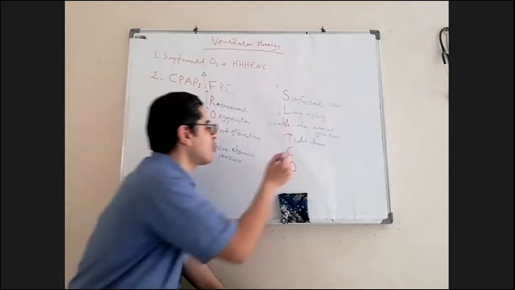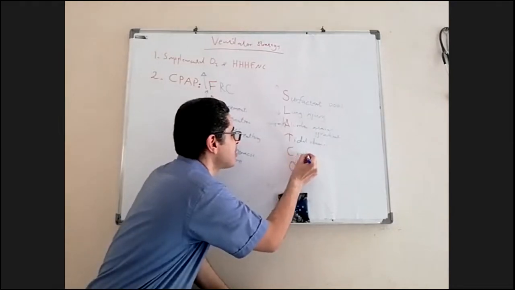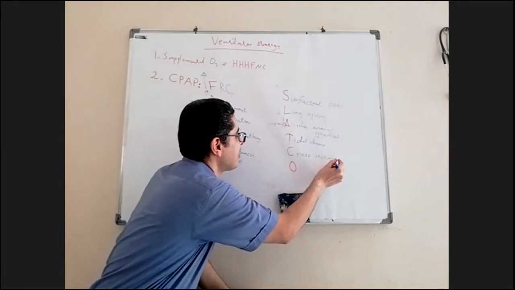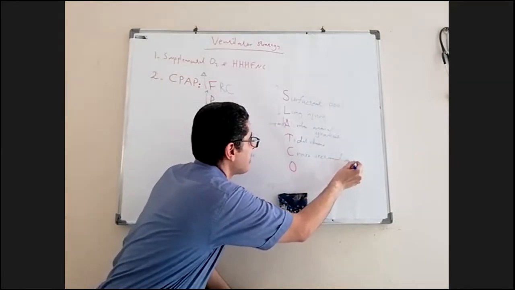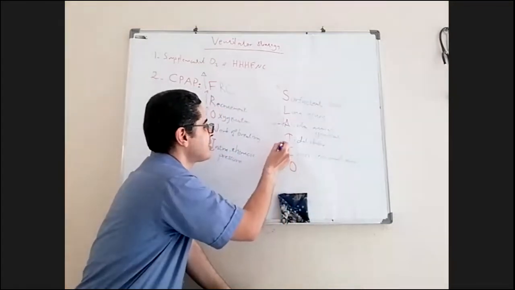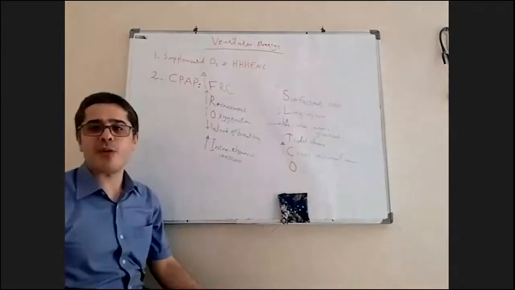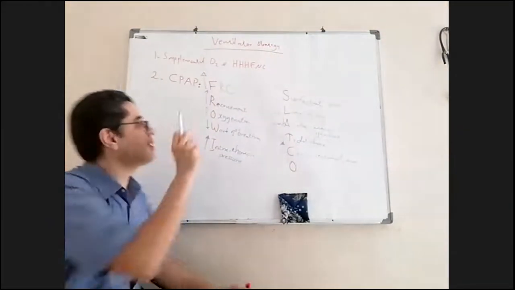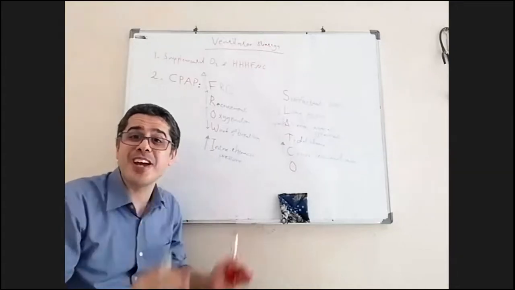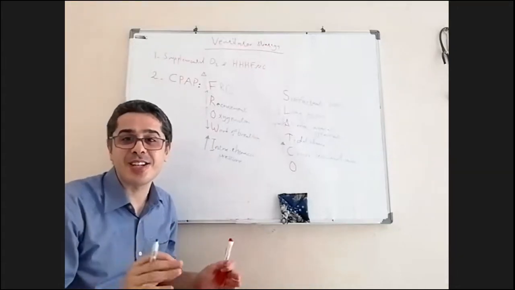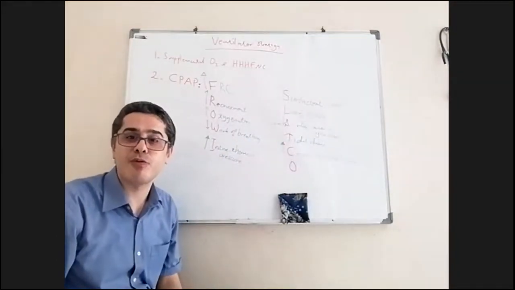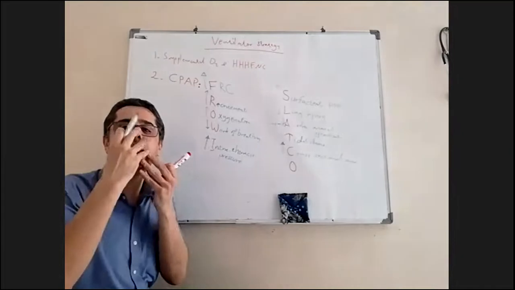C is cross-sectional area. Increase cross-sectional area in the upper airway. And remember when I mentioned the physiology of small babies, they have narrow airways, they have high resistance. So CPAP increases the cross-sectional area, from up here until down.